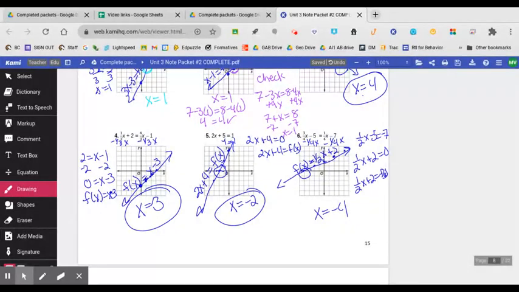Number 6, I solved the equation for 0, which gave me 1/2 x plus 2 equals 0, which means that has a y-intercept of 2 and a slope of 1/2. My x-intercept is x equals -4, which is the solution.